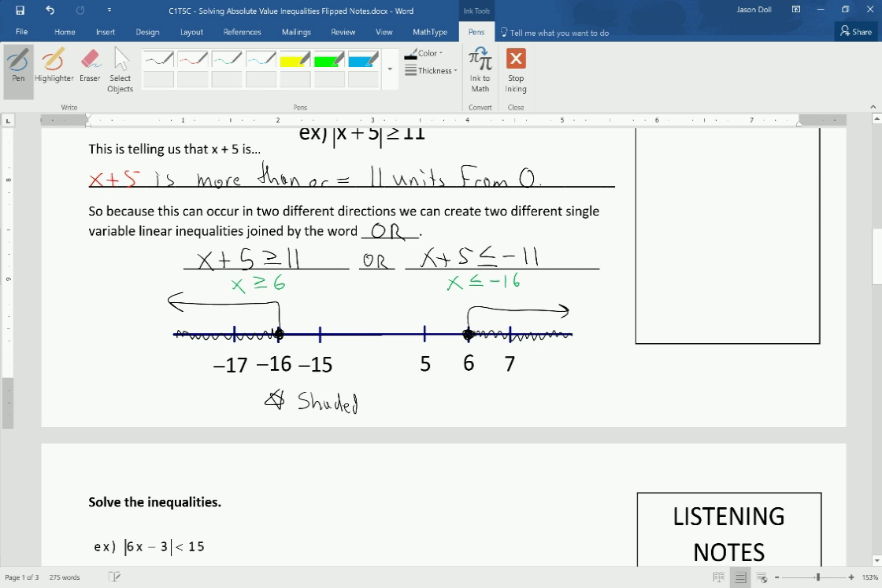The shaded numbers will make the inequality true. That's what we're finding by doing this. We're finding the numbers that will make the original inequality we started with true.